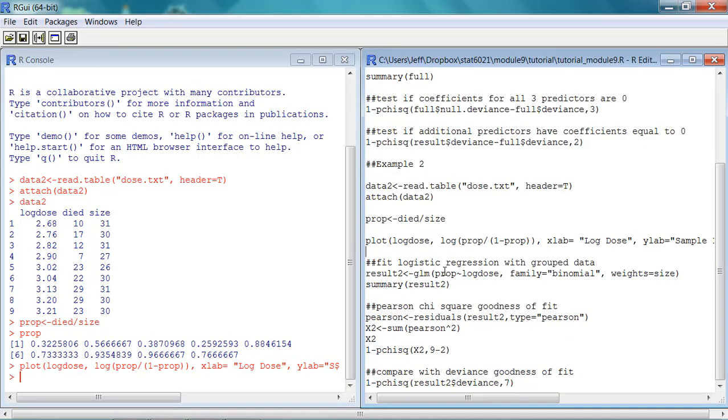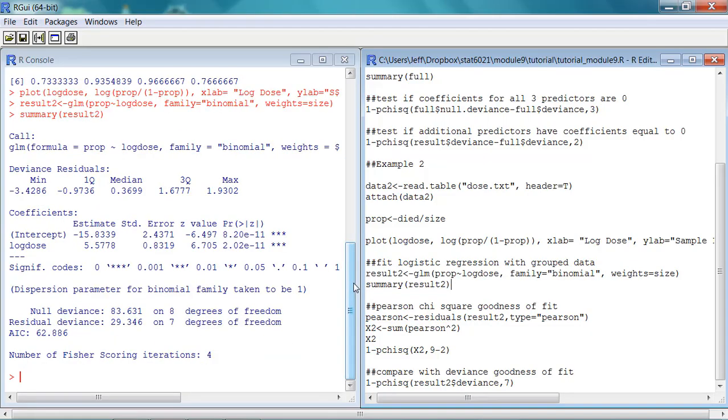We're going to fit a logistic regression model with the grouped data. We're going to use the glm function. The response is going to be the proportion, the predictor is the amount of dose, and family is binomial. In this case, we have to put this thing called weights, and the weights are going to be based on the sample size for each dosage. So that's where we put size for the weights. I'm going to run this and then produce the summary. We use the summary function to see if our coefficients are significantly different from 0. That appears to be the case.